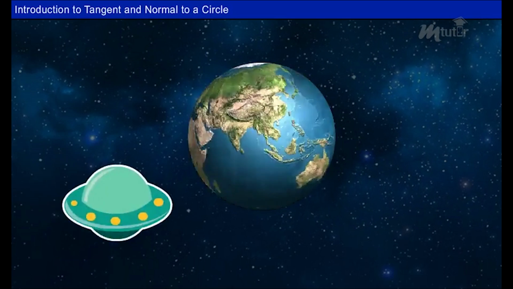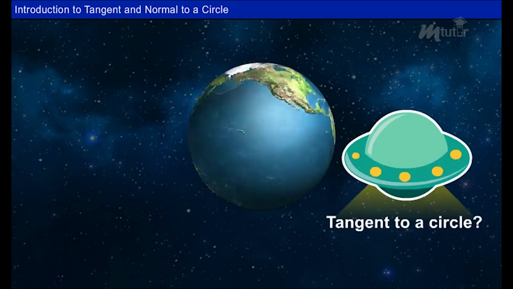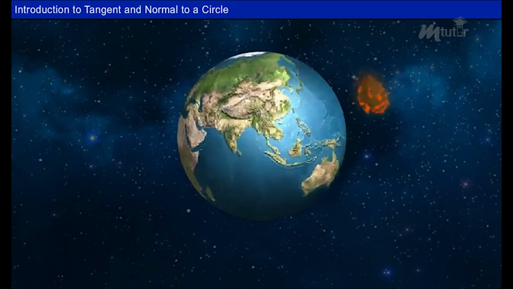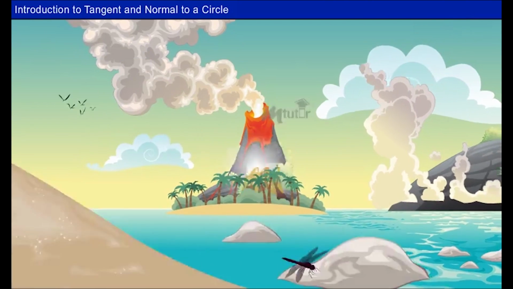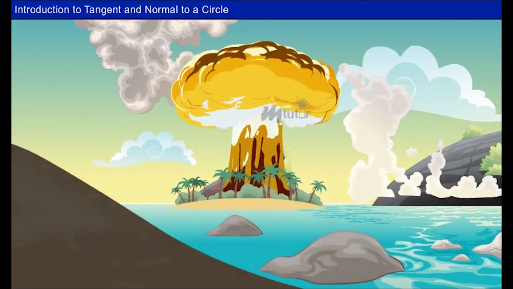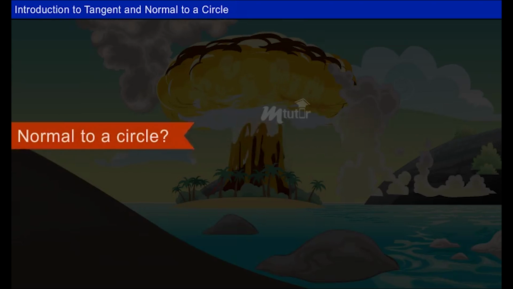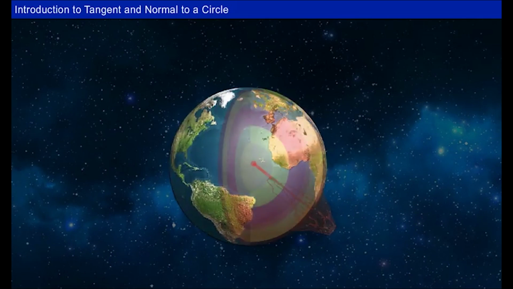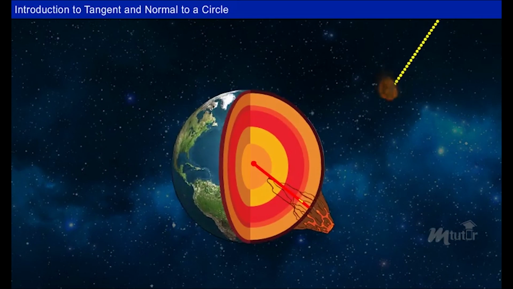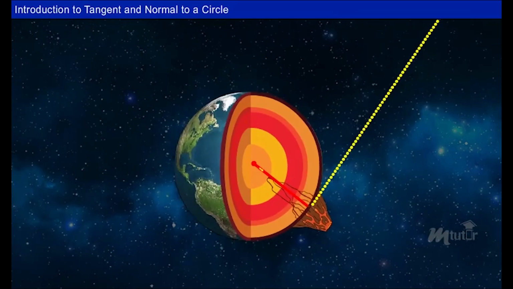Let us first see what is a tangent to a circle. A tangent to a circle is a line that touches the circle exactly at one point. What about the normal to a circle? A normal to a circle is a line that is perpendicular to a tangent to the circle.